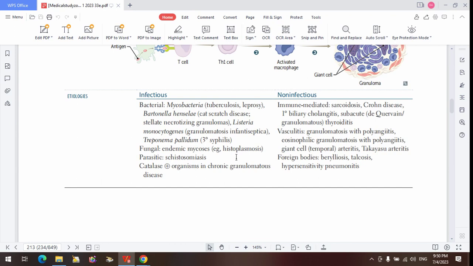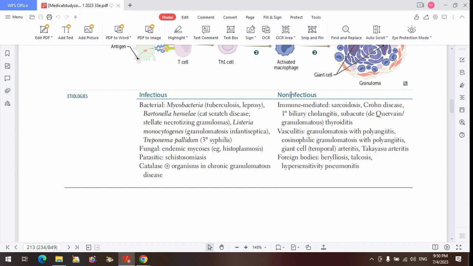Then all the catalase positive organisms can cause chronic granulomatous disease. We've talked about this in immunology. So all those E. coli, Burkholderia cepacia, Serratia, Staphylococcus, Nocardia, Aspergillus. Those are the ones that they commonly ask. Aspergillus, Nocardia. You must remember those ones as causes of chronic granulomatous disease because of the catalase positivity.